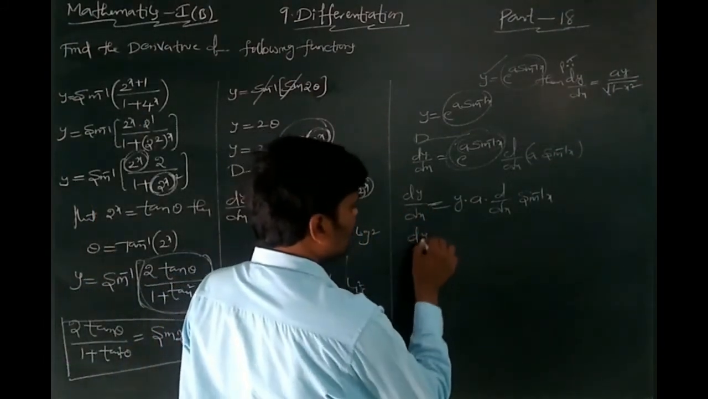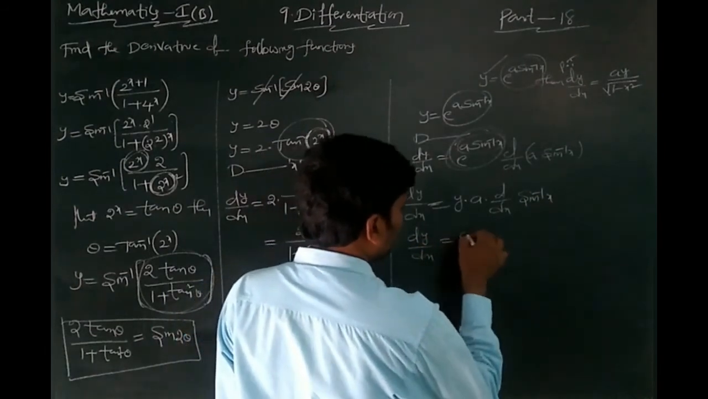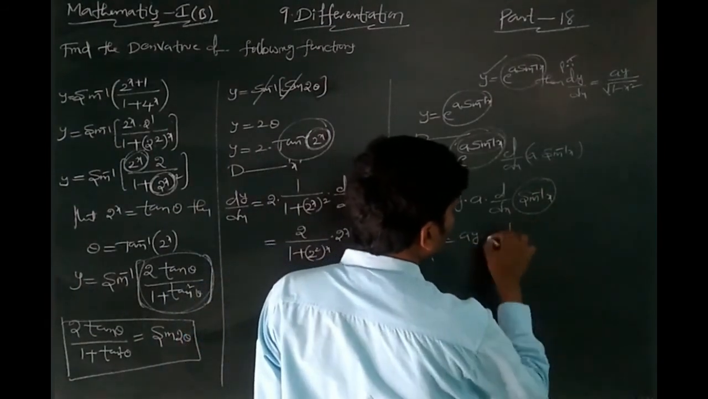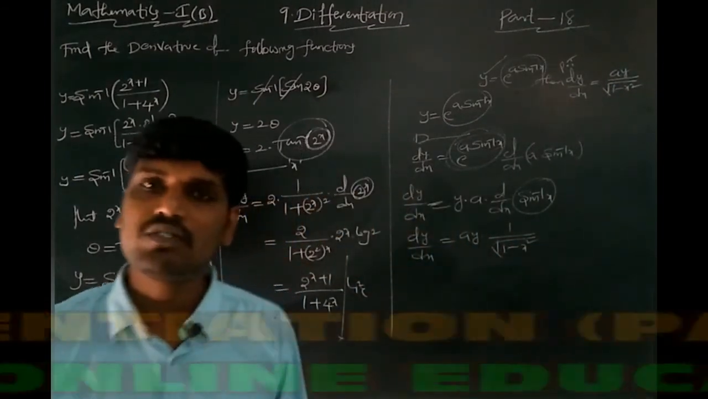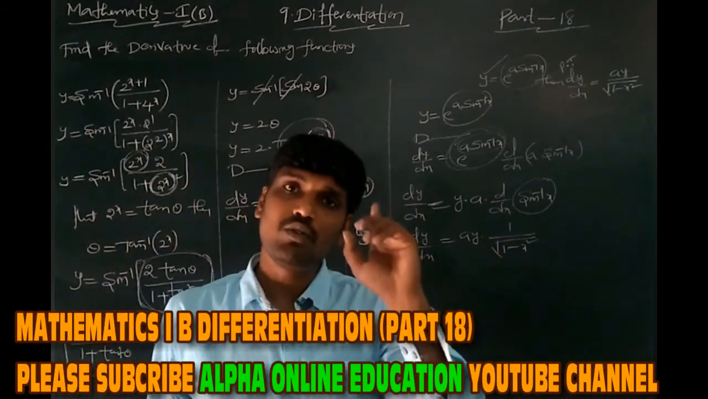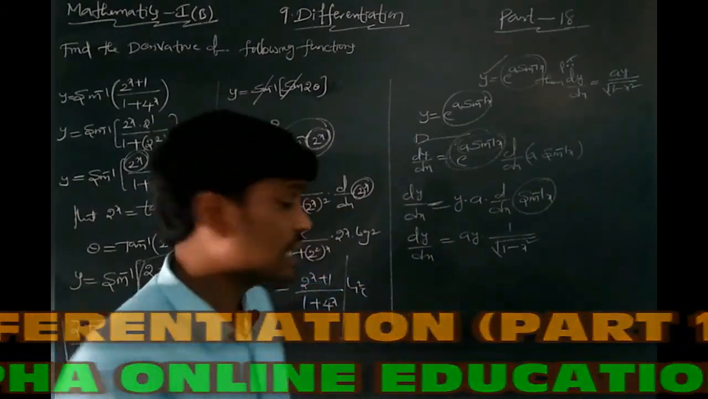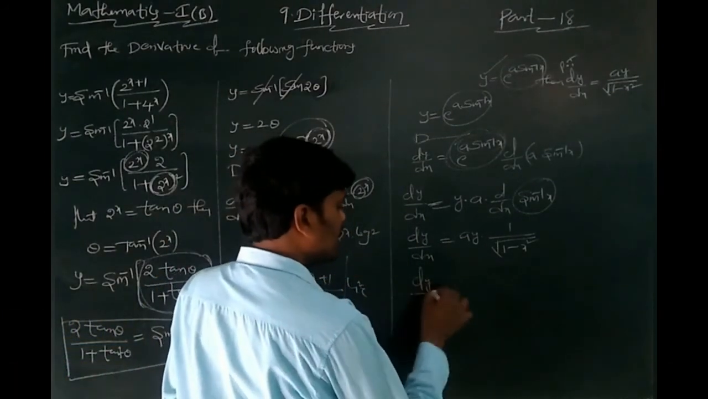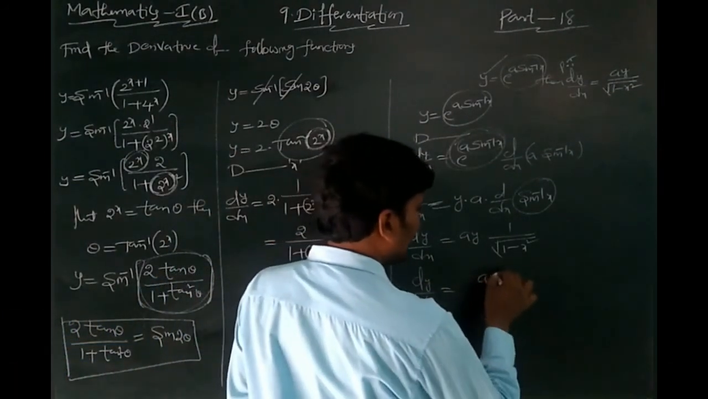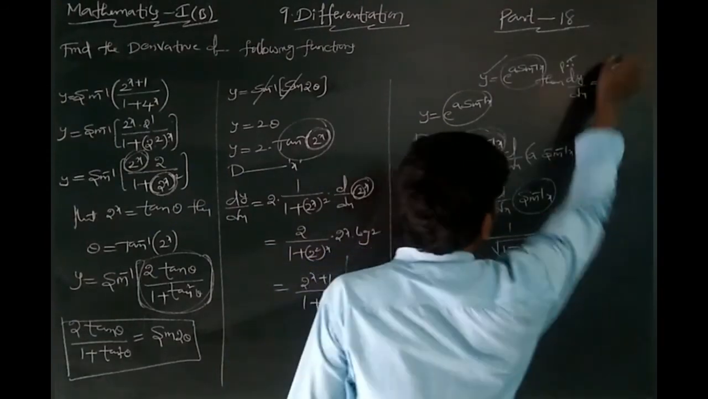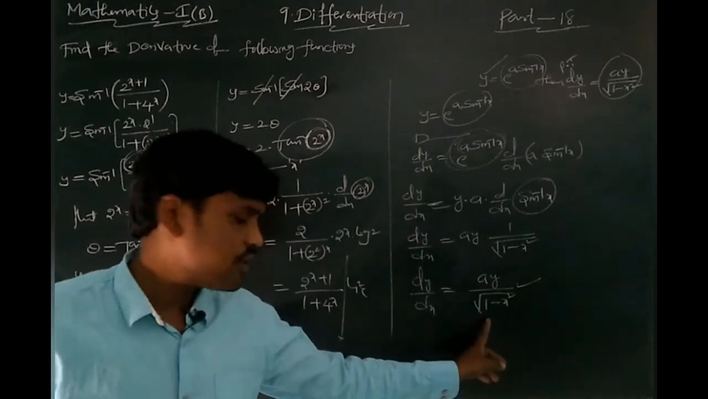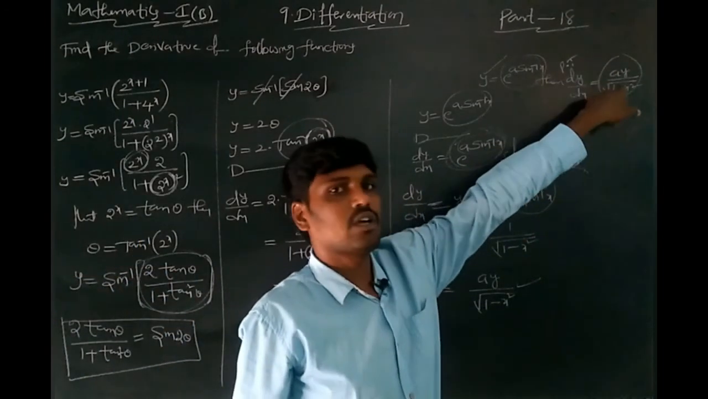After that, dy by dx equals a y into the sine inverse x derivative, 1 by square root of 1 minus x square. What is the derivative of sine inverse x? The sine inverse x derivative is 1 by square root of 1 minus x square. That's why you can write dy by dx is equal to a y by square root of 1 minus x square. Is this correct or not? Check: a y by square root of 1 minus x square.